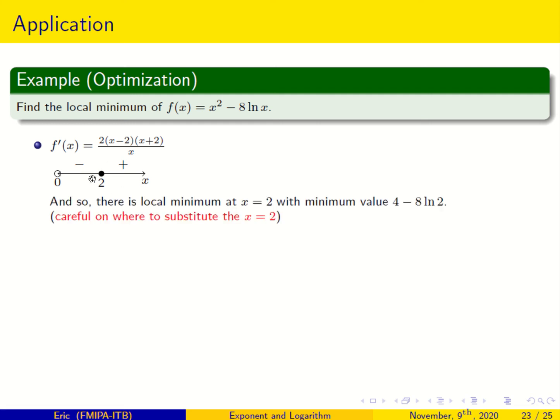So there is a local minimum at x equals 2, and the minimum value you can just find by plugging in x equals 2 into the function. Careful on where to substitute x equals 2: you substitute it not into f prime but into f.